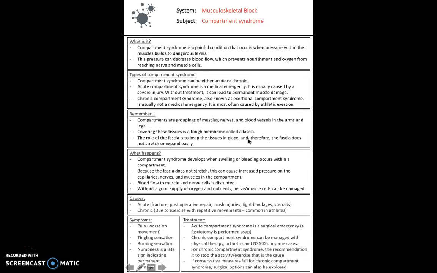And the tough membrane is really important because it keeps the tissues in place, but it doesn't stretch or expand very easily. And therefore, when we get swelling or bleeding within a compartment, the fascia does not stretch, and this causes increased pressure on the capillaries, nerves and muscles in the compartment. As a result, these patients tend to present with pain which is worse on movement, tingling or burning sensations, and numbness is a late sign indicating permanent damage.